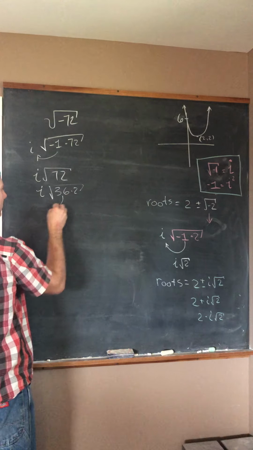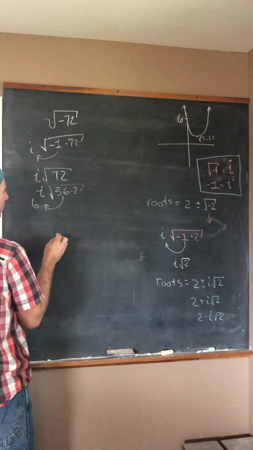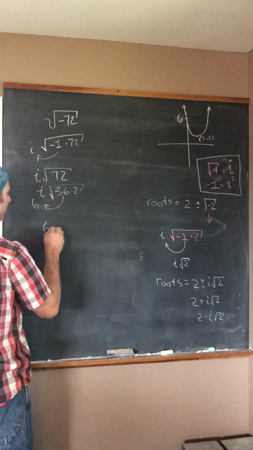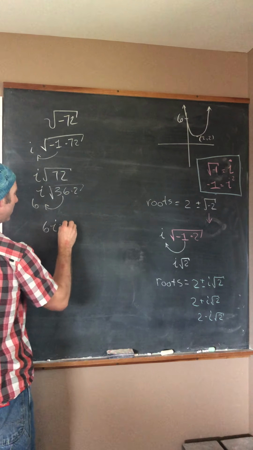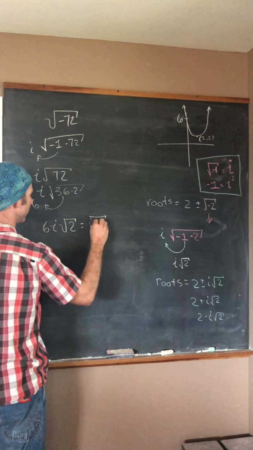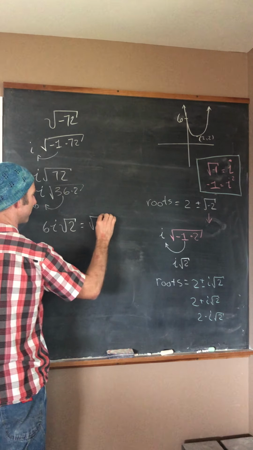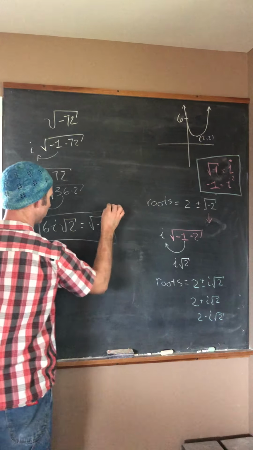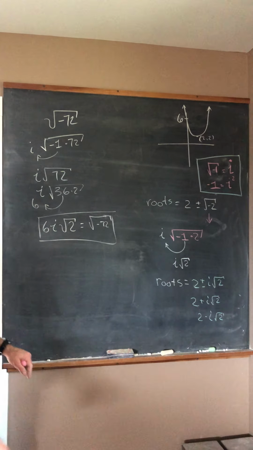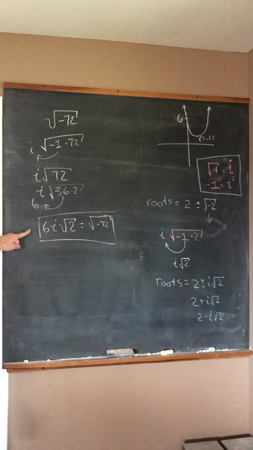Square root of 36 is 6. And we have 2 left over. So we're going to have 6i root 2 equals the square root of negative 72. Okay. 6i root 2 is the square root of negative 72.